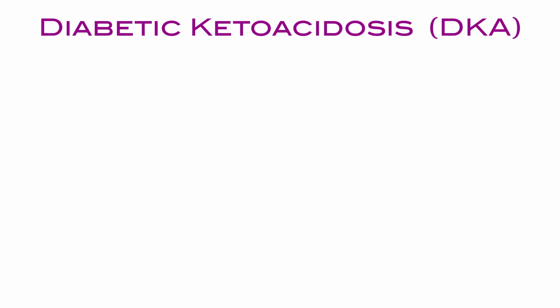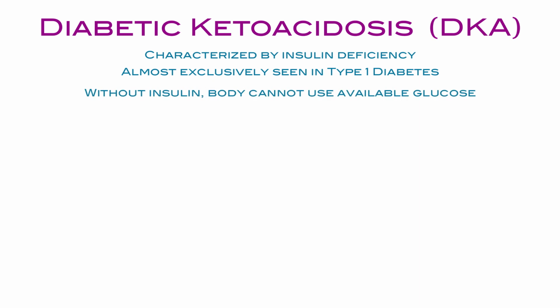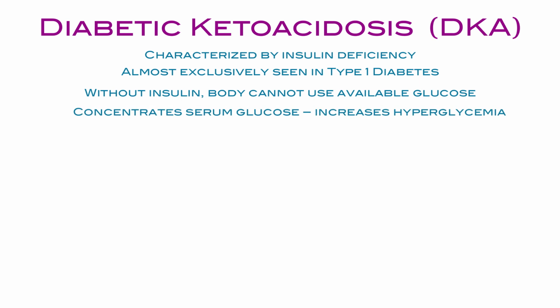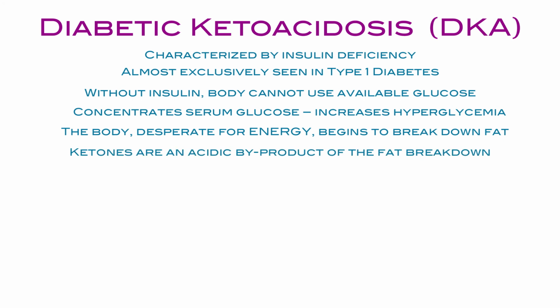DKA, or diabetic ketoacidosis. This is characterized by insulin deficiencies and is almost exclusively seen in type 1 diabetes. Without insulin, your body cannot use the available glucose. This causes your blood to become saturated with glucose, causing hyperglycemia. The body, desperate for energy, begins to break down fat. Ketones are an acidic byproduct of the fat breakdown, which causes the blood to, in turn, become acidic. This is called metabolic acidosis.